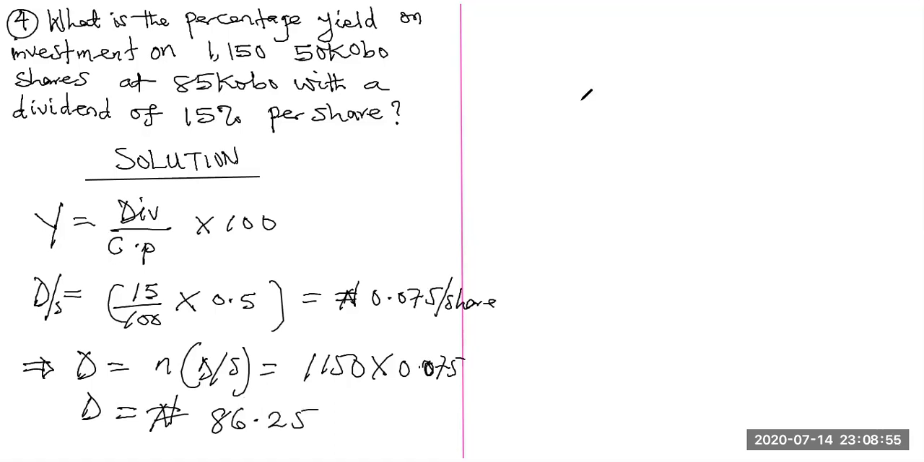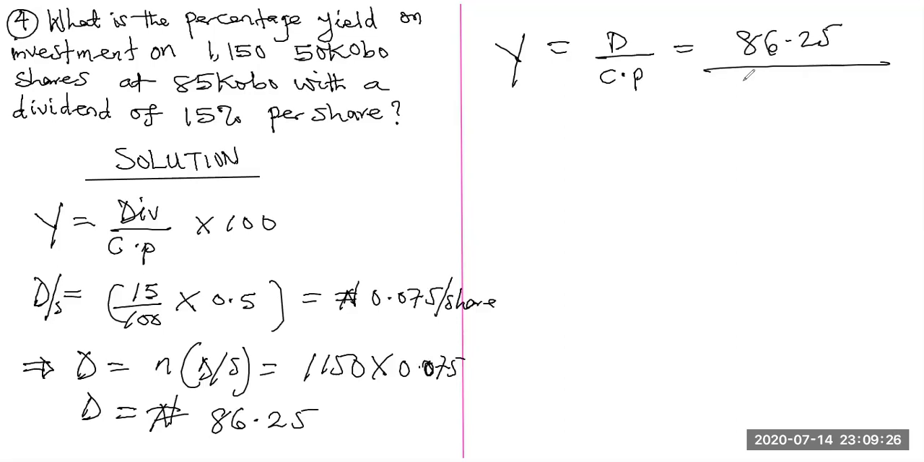So after obtaining your dividend, what are we asked to find again? 50 kobo shares at 85 kobo with a dividend of 15%. What percentage yield? So now our yield is our dividend, which we have defined, all over our cost price. Our dividend is 86.25, and what's our cost price? If you look here, we are told 85 kobo, and 85 kobo is the cost price per 1, but you have to multiply by n, the number, to have the total cost price. So now we have 1150 multiplied by 0.85, converting to naira, 85 kobo is equal to 0.85.